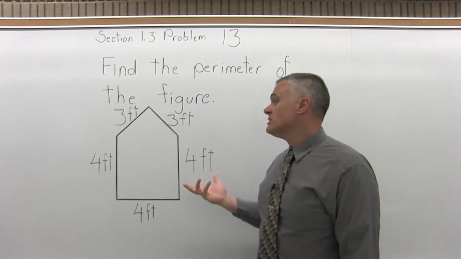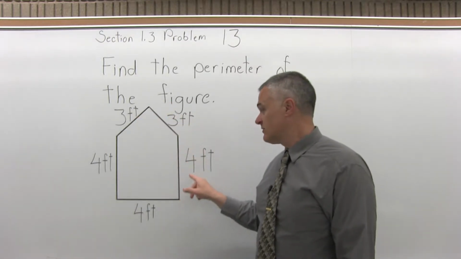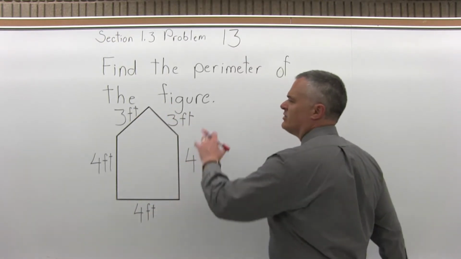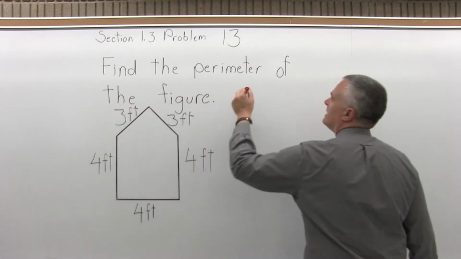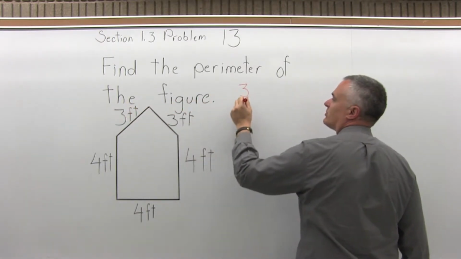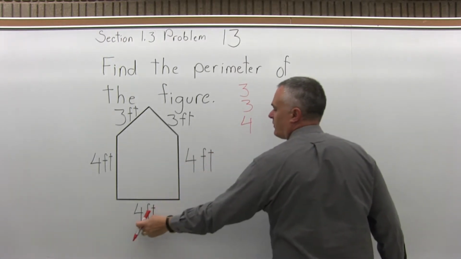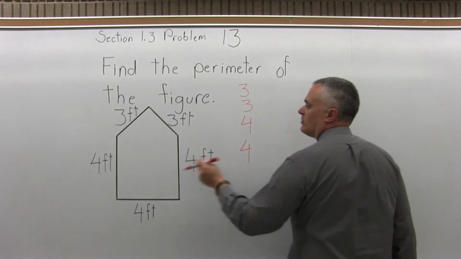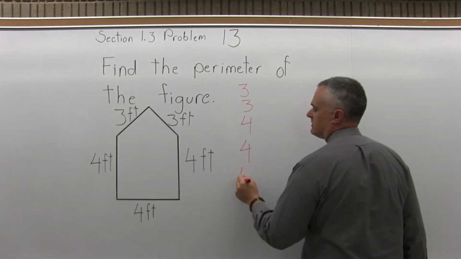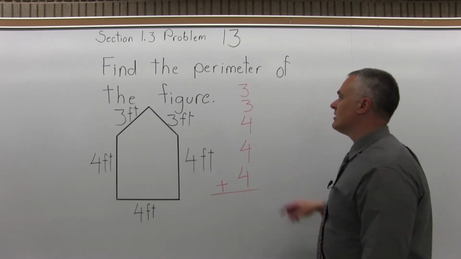So the perimeter, the distance around, I will add those numbers together. 4 feet plus 3 feet plus 3 feet plus 4 feet plus 4 feet. And you can start anywhere. Let's start with this one. So I am going to add 3 plus another 3 plus 4 plus 4 on the bottom plus 4 on the left edge. And we will add these together.